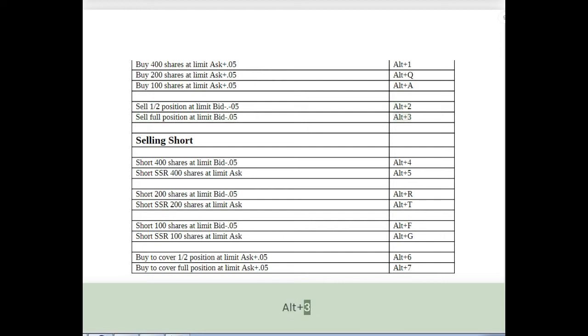Alt+3. Selling short: short 400 shares at limit bid minus .05. Alt+4: short SSR 400 shares at limit ask. Alt+5: short 200 shares at limit bid minus .05. Alt+R: short SSR 200 shares at limit ask. Alt+T: short 100 shares at limit bid minus .05. Alt+F: short SSR 100 shares at limit ask. Alt+G: buy to cover 1/2 position at limit ask plus .05.